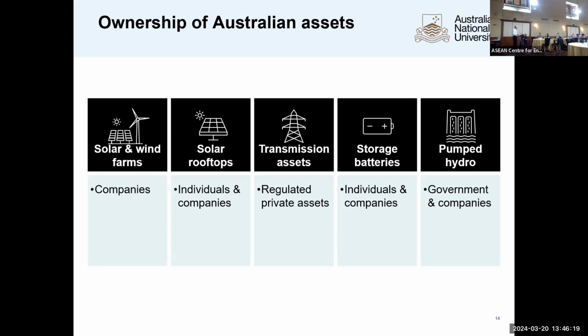So storage, all the batteries are privately owned. Government doesn't own any batteries. And as I mentioned, pumped hydro, half is owned by government, half is private. And the key benefit of all this is it's private money and private risk. And the government is not having to provide the money, and it's not taking the risk.